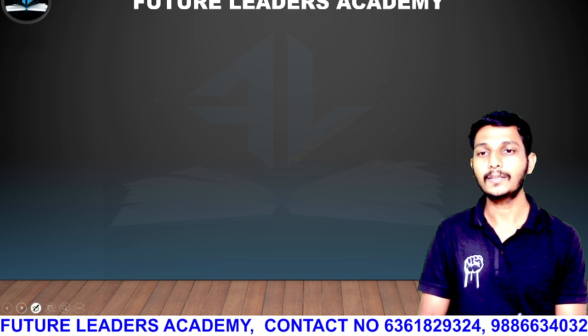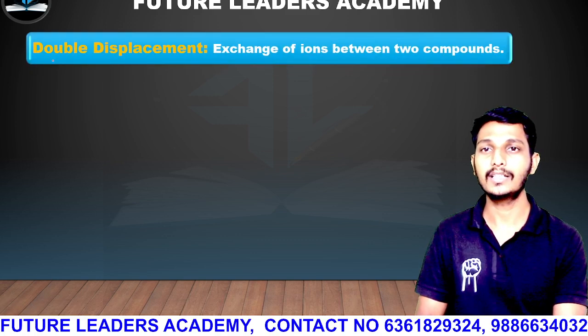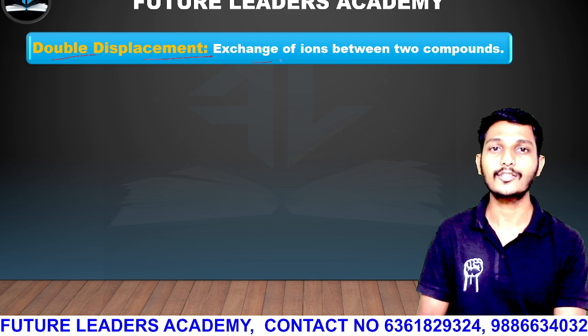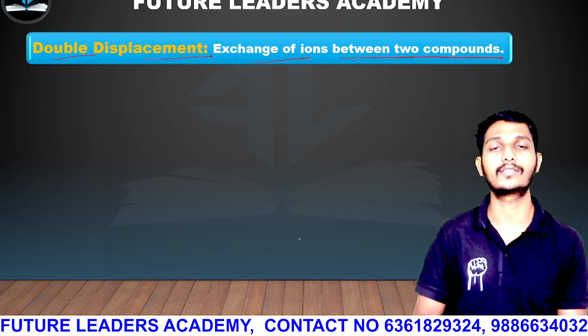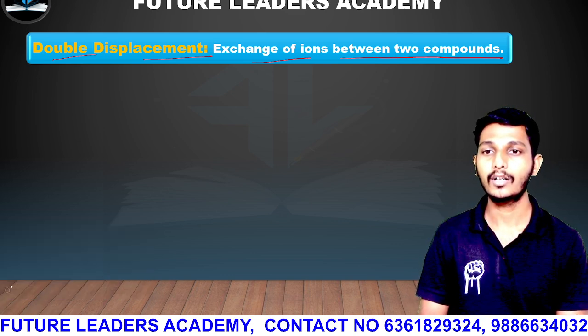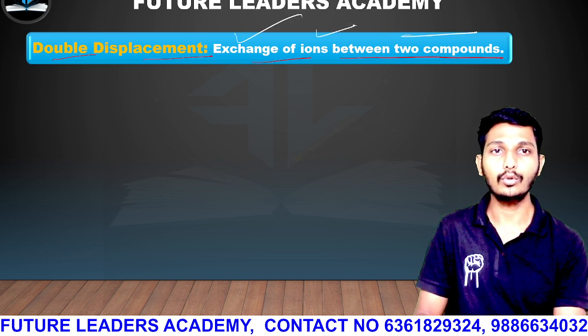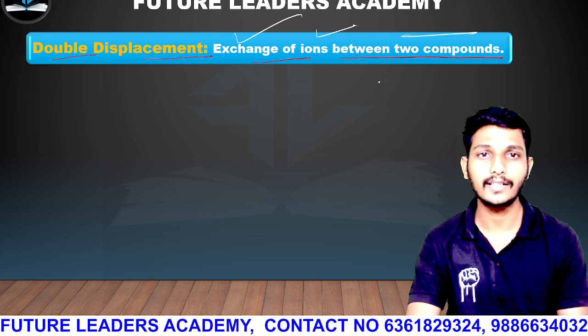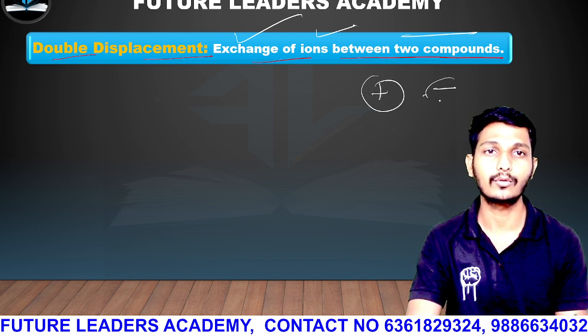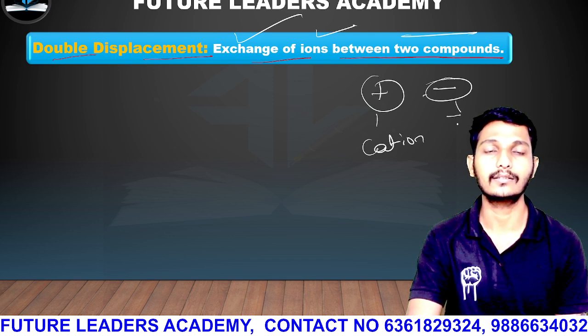First of all, double displacement reaction. What is a double displacement reaction? Exchange of ions between two compounds. We have two ions, positive and negative. Positive is called a cation and negative is an anion.